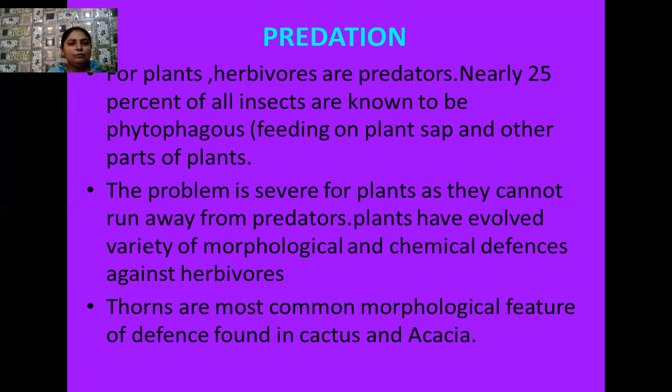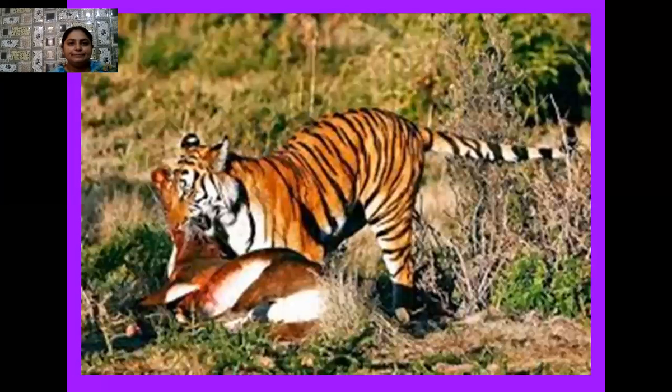Here I want to give the example of cactus and acacia. These plants develop certain morphological features: spines are present in the case of cactus, and thorns are there in acacia. Because of this, they minimize the effect of browsing animals on their body.